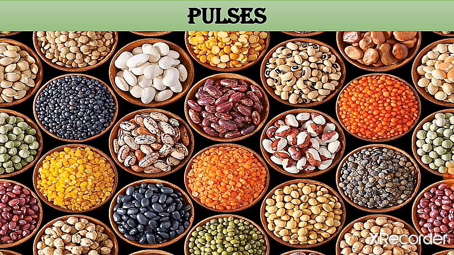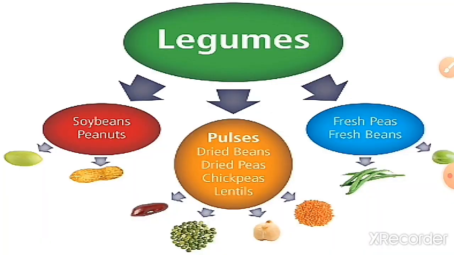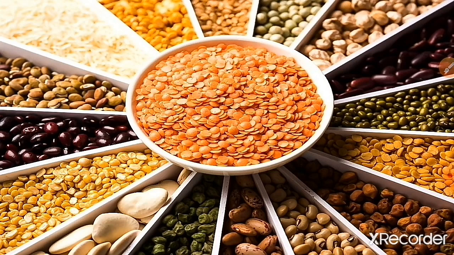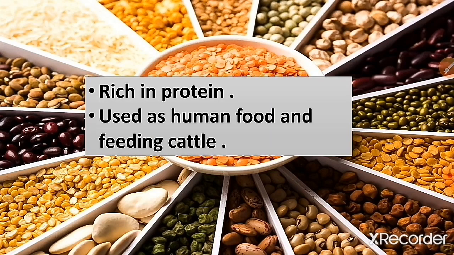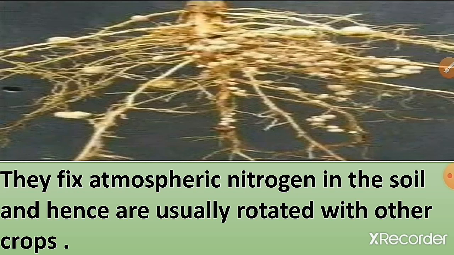Next, pulses. Pulses include a large number of crops which are mostly leguminous and rich in vegetable protein. They are used as food and for feeding cattle. They fix atmospheric nitrogen in the soil and hence they are usually rotated with other crops. India is the largest producer of pulses.